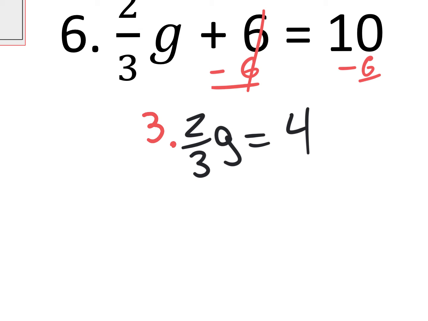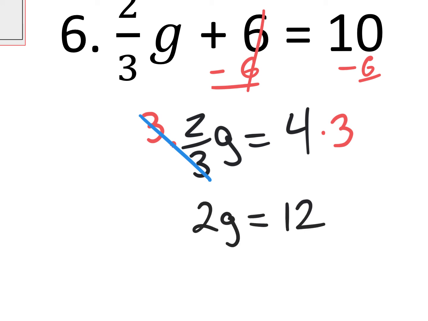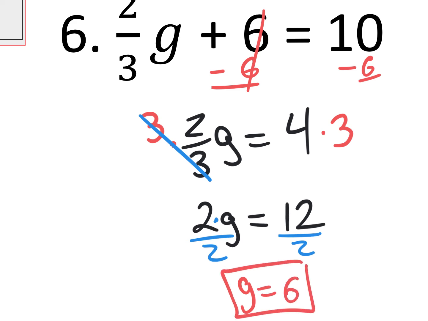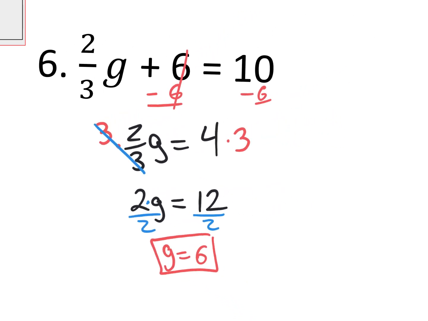Anyways, what you do to one side, you must do to the other. 3 divided by 3 really does cancel out. What do we have left? A nice, beautiful 2g equals 4 times 3 is 12. So I have 2 times g equals 12. To get rid of that multiplication by 2, divide by 2. What I do to one side, I do to the other side. g equals 6. I think that's the most clear way of solving this problem.